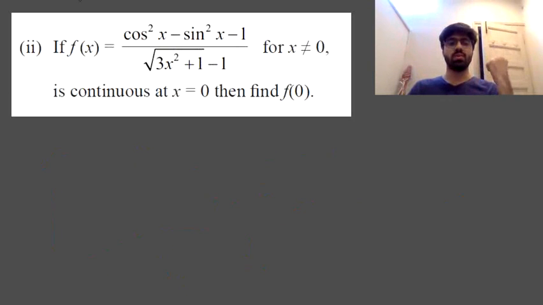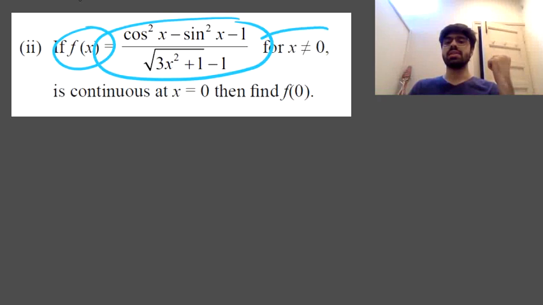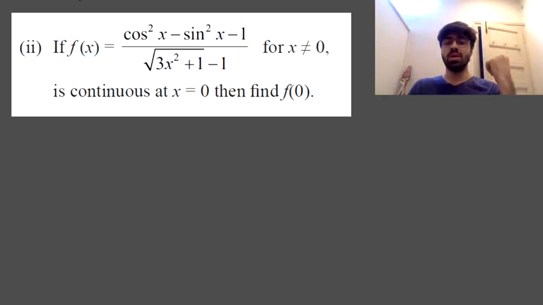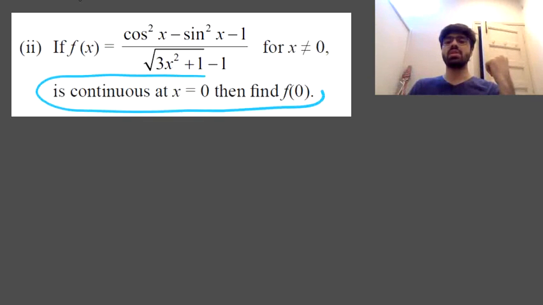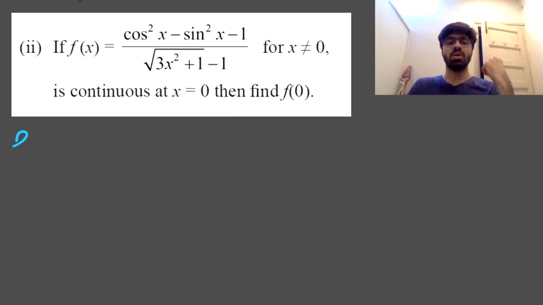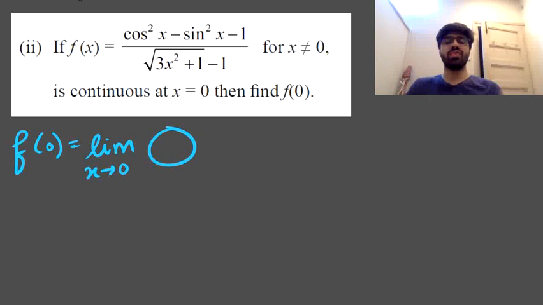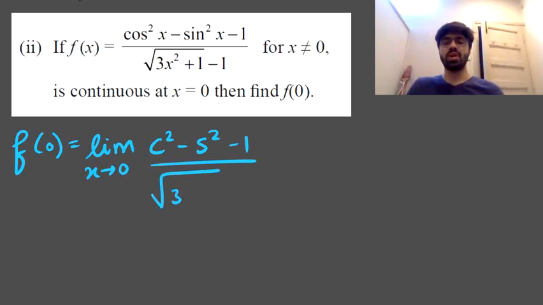Going ahead with the second question, they have again given us f of x, and that's the function for x not equal to 0. They have said that it is continuous at x equal to 0. We need to find f of 0. So again, f of 0 will simply be the limit of x tending to 0 of f of x, and in place of f of x we write the function that they have given to us, which is cos square x minus sine square x minus 1 upon root over 3x square plus 1 minus 1.